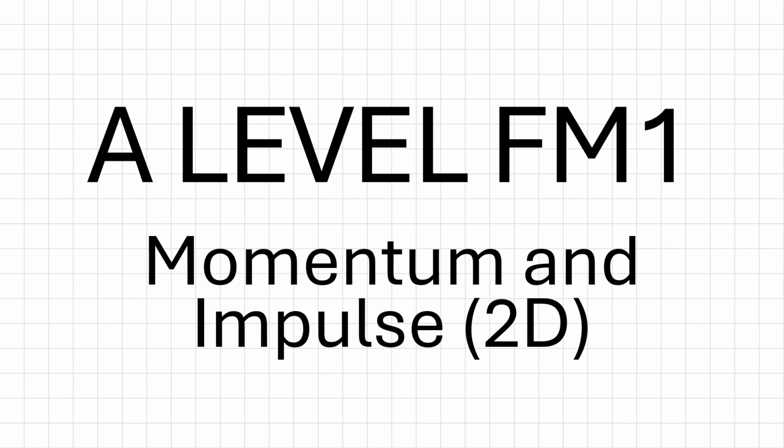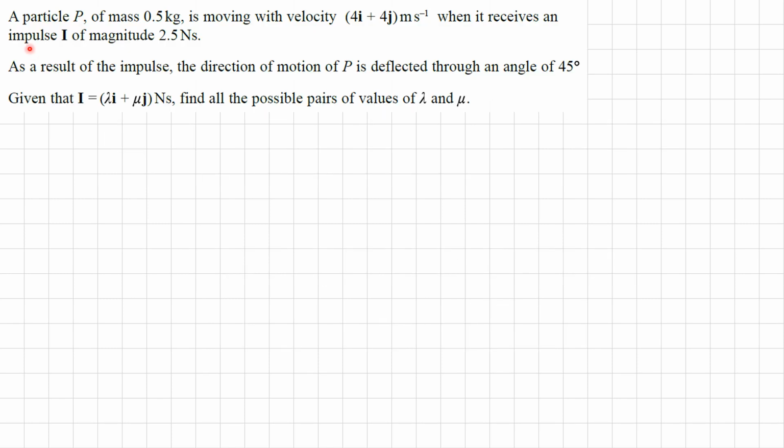This is an A-level Further Mechanics 1 question on momentum and impulse in 2 dimensions. A particle P of mass 0.5 kg is moving with velocity 4i + 4j meters per second when it receives an impulse of magnitude 2.5 newton seconds. As a result of the impulse, the direction of motion of P is deflected through an angle of 45 degrees.